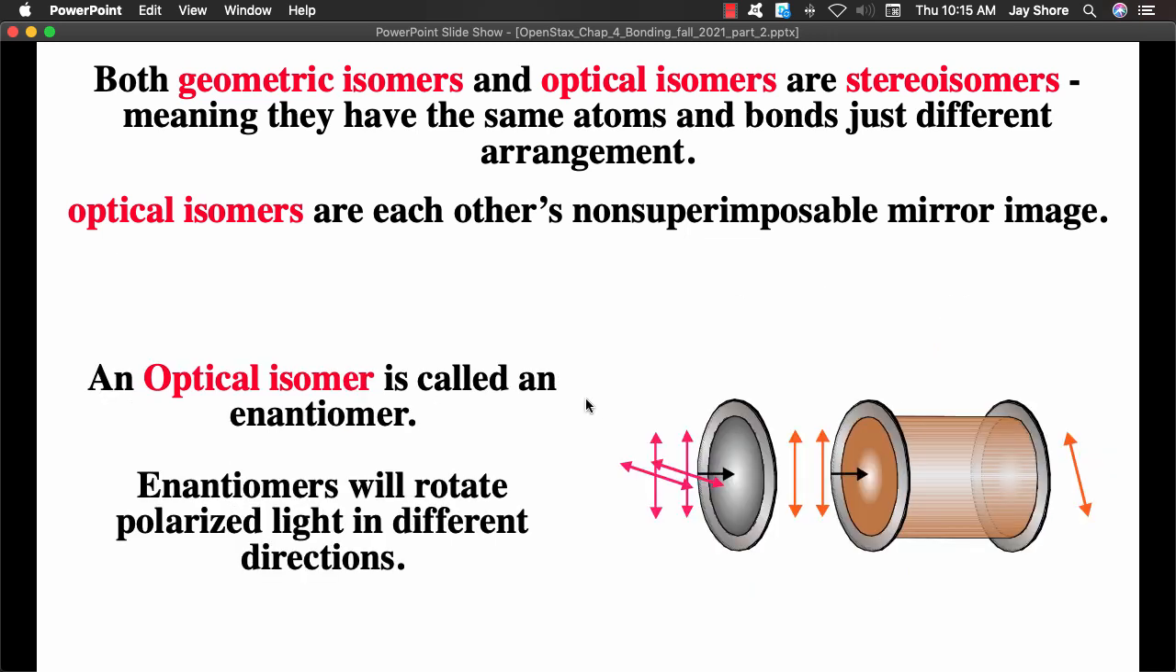Now they're referred to as optical isomers because if you put one of the isomers in a solution and you pass plane polarized light through it, it would rotate that plane polarized light one way. If you put the other optical isomer in the solution and again passed plane polarized light through it, it actually rotates the light the opposite way.